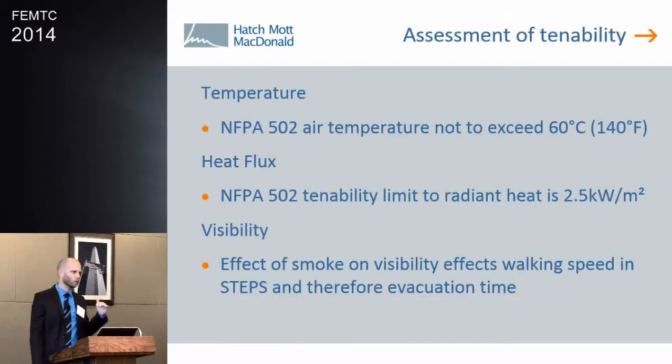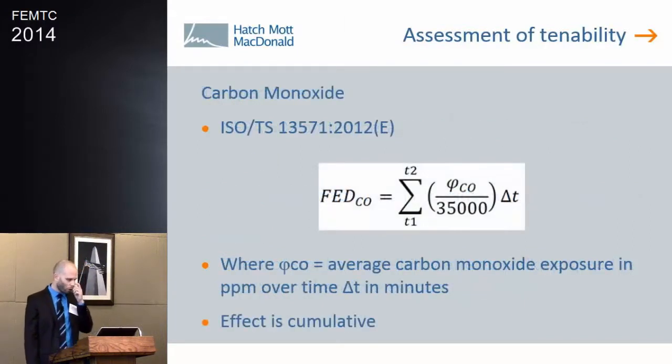So the FDS results are all taken on a slice plane 2.5 meters above the ground, and in the case of heat flux facing up towards the hot gas. NFPA 502 states that air temperature should not exceed 60 degrees Celsius. Radiant heat flux should be no more than about 2.5 kilowatts. Visibility we take into account, as I said earlier, by affecting the walking speed, so that's automatically taken into account in STEPS. And then we look at carbon monoxide and the fractional effective dosage.